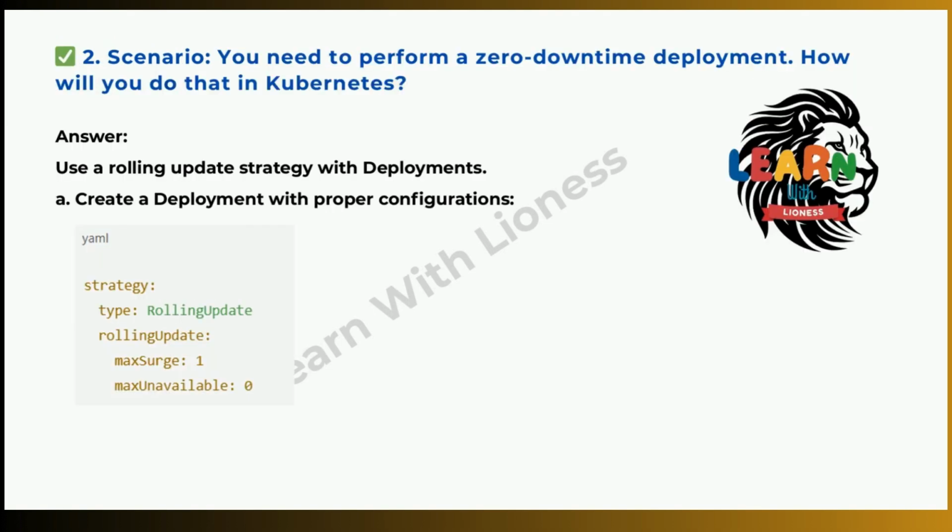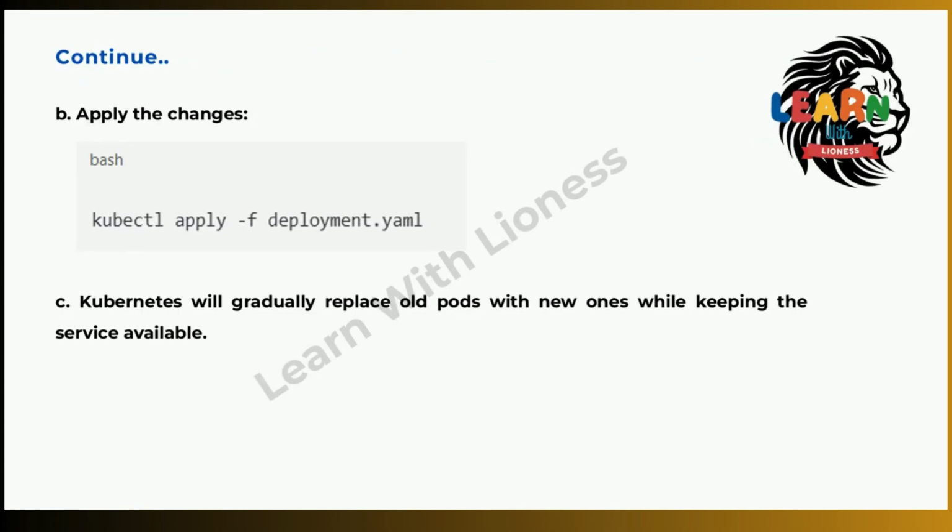Scenario 2. You need to perform a zero downtime deployment. How will you do that in Kubernetes? Answer. Use a rolling update strategy with deployments. A. Create a deployment with proper configurations. Strategy, type: RollingUpdate, maxSurge: 1, maxUnavailable: 0. B. Apply the changes: kubectl apply -f deployment.yaml. C. Kubernetes will gradually replace old pods with new ones while keeping the service available.